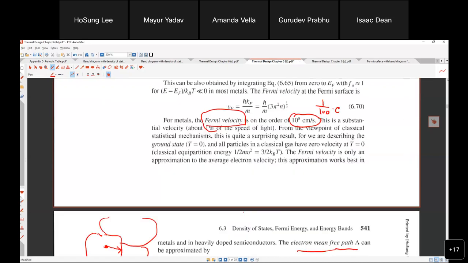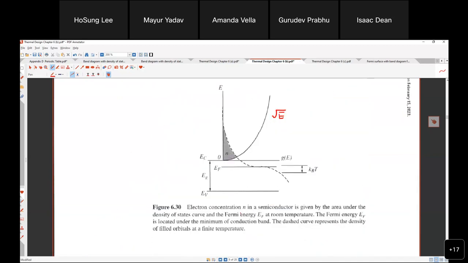Now, for the semiconductor, the Fermi energy is below the conduction band because of the forbidden gap, the band gap. This is EC, conduction. This is valence. This is the band gap. So the valence band, the conduction band and the band gap, the Fermi energy is somewhere between the edges, so in the band gap.